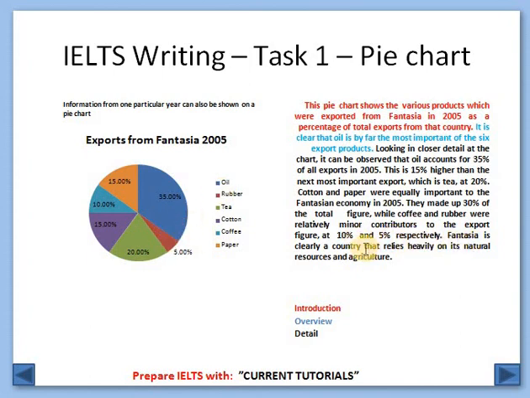Fantasia is clearly a country that relies on its natural resources and agriculture. Let's have another example.